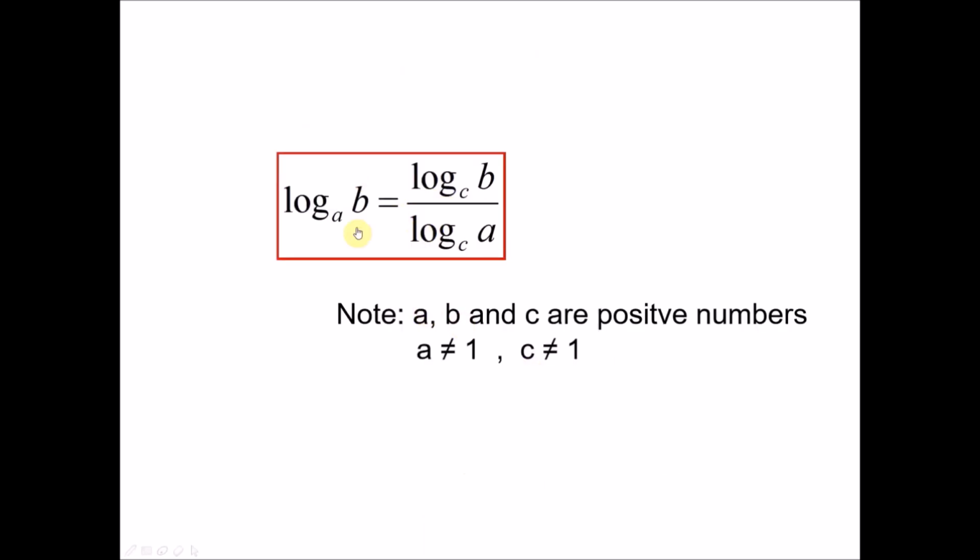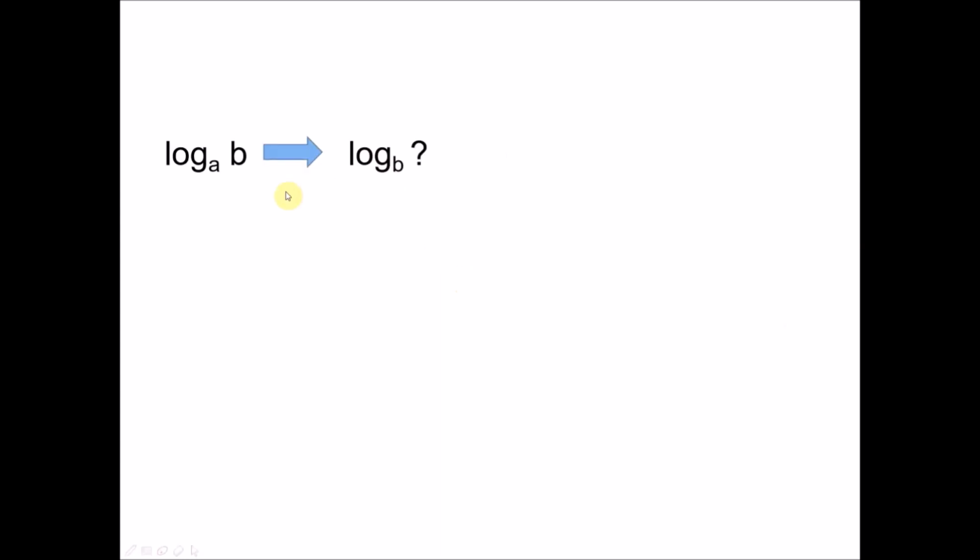And note that the value of a, b, and c here are positive numbers. And a cannot be 1 because, remember, for the base of a log, it cannot be 1. So since c is also the base of a log, c cannot be 1 as well. So from this formula, we can actually derive a new one. Okay, so we start off with this. For example, if you have a log base a of b, if you want to rewrite or convert this so that it becomes a log of a base b, how are we going to do this?